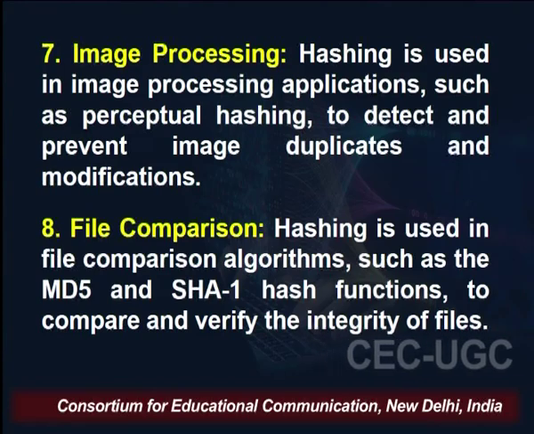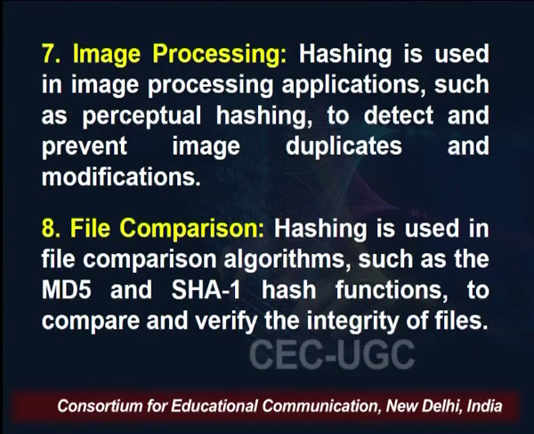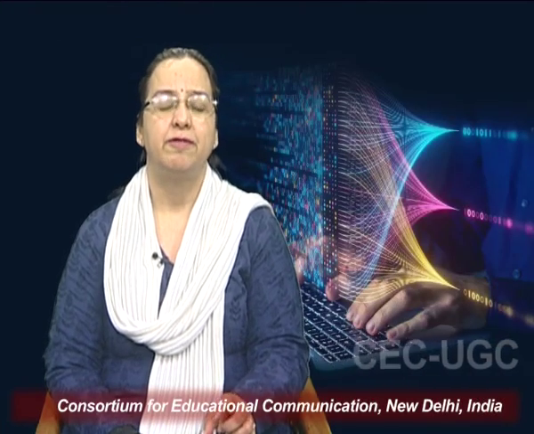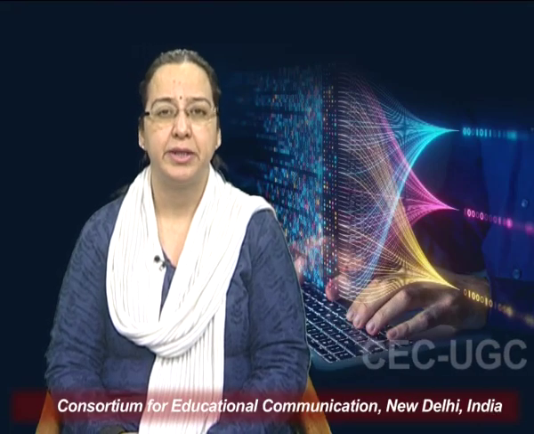Then apart from that, we have image processing, in which hashing is used, such as perceptual hashing, which is used to detect and prevent image duplicates and modifications. If the hash code of one particular image is different from that of the copy of the image, that means there has been a modification in this image, and we can detect that with the help of different hash codes, which again involves hashing.